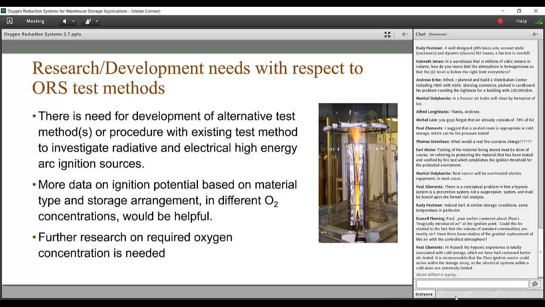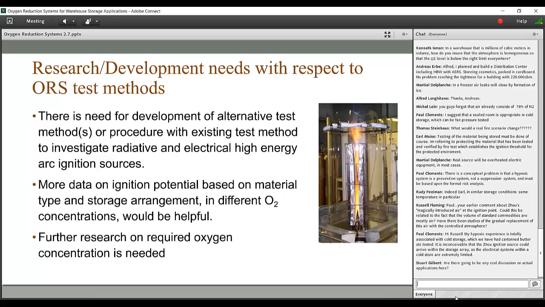So, summarizing from these different points, we really need further research on the required oxygen concentration needed for these systems. I think that's very important to realize, so that we cover really all the real scale scenarios and situations, and not one or two specific ones.